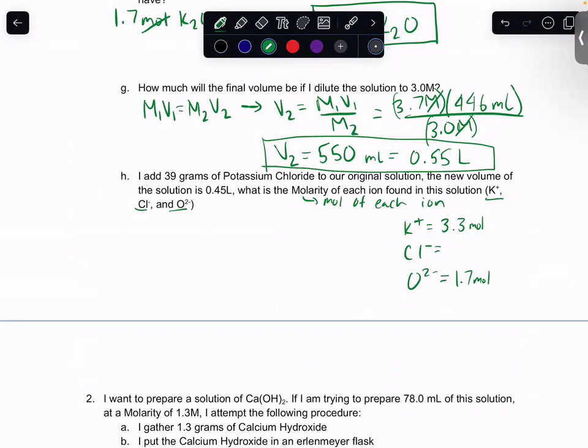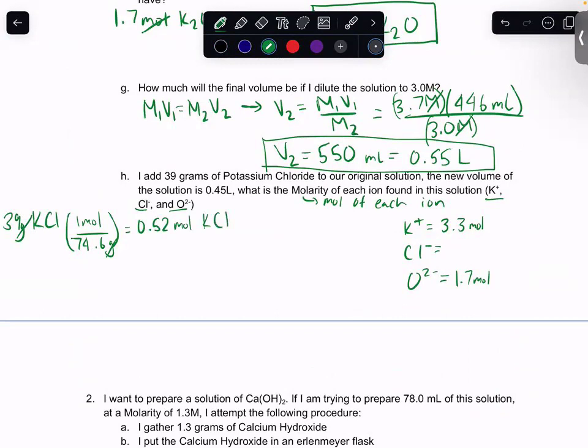Well, if we look at potassium chloride, KCl, and we have 39 grams of it, we can convert that to moles. That's going to be 1 mole on top and 74.6 grams on the bottom. That's using the molar mass, which will get me a value of 0.52 mole KCl.